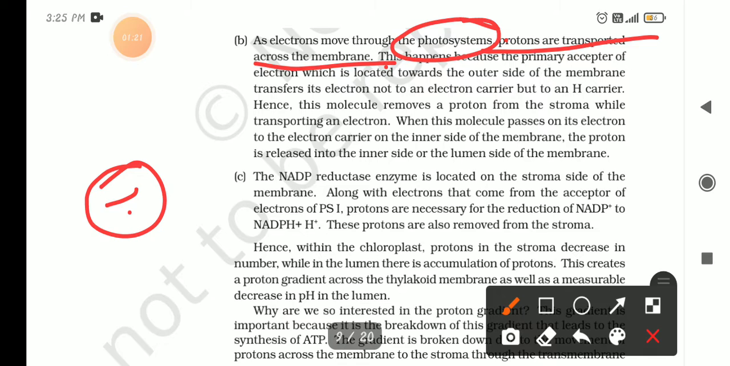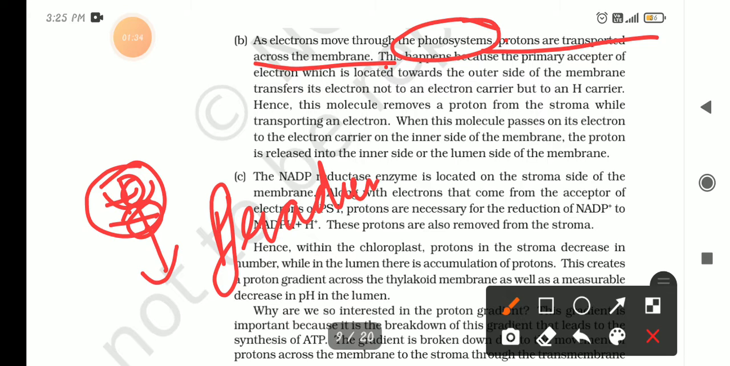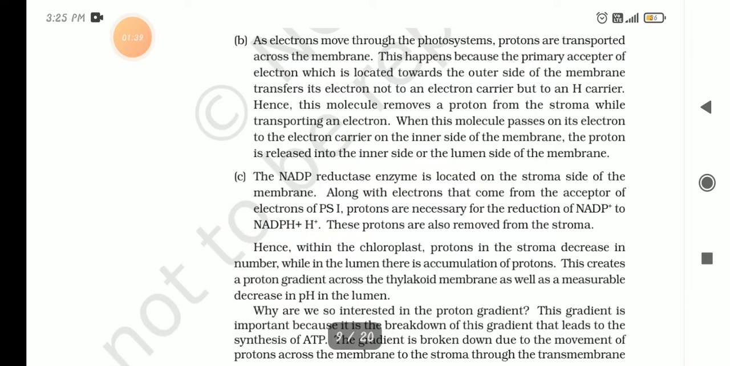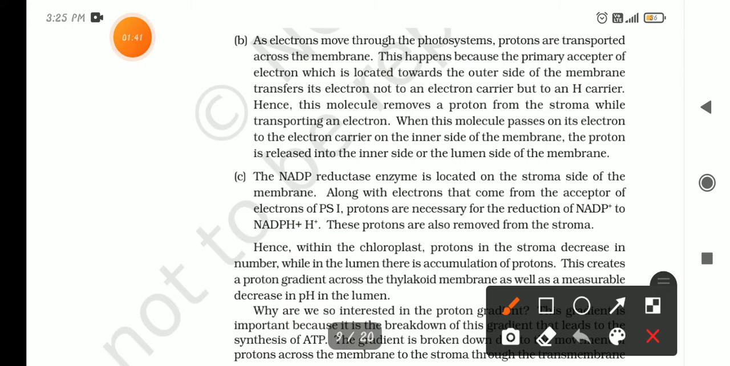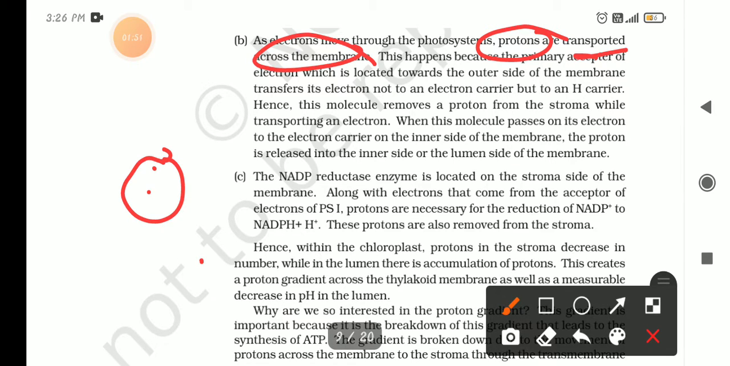Like inside the membrane, there was accumulation of protons. So there was a pressure gradient. There was a gradient as there was a difference in the number of protons. So there was a gradient, and due to which protons are transported across the membrane. There was movement of protons from inside to outside the membrane, which is from lumen to stroma.